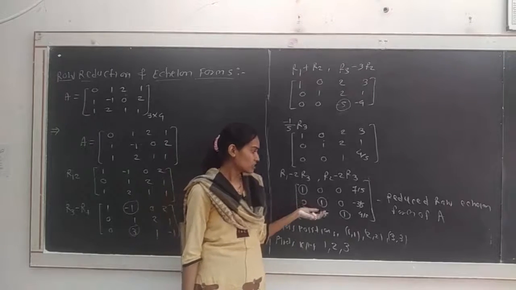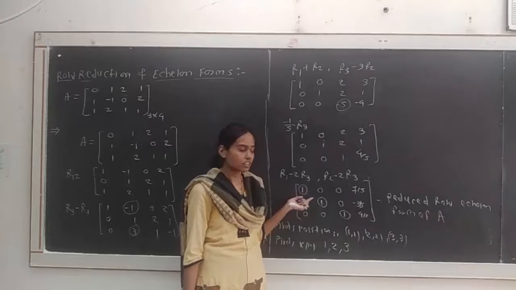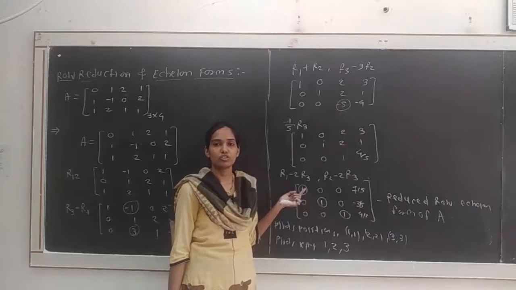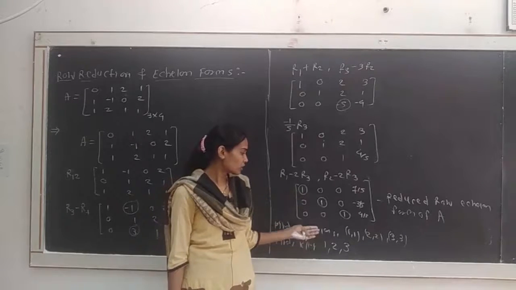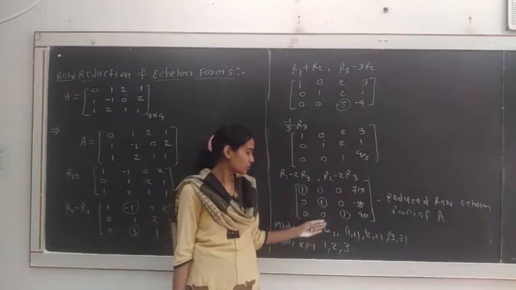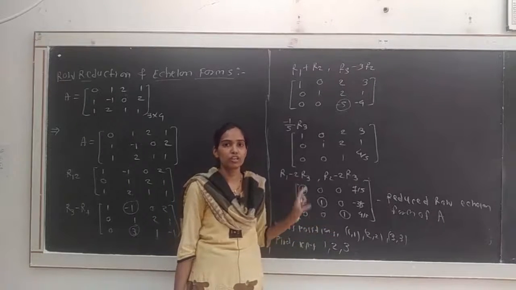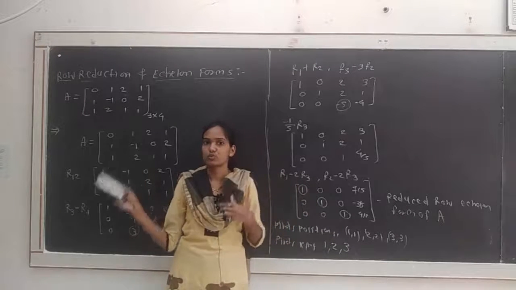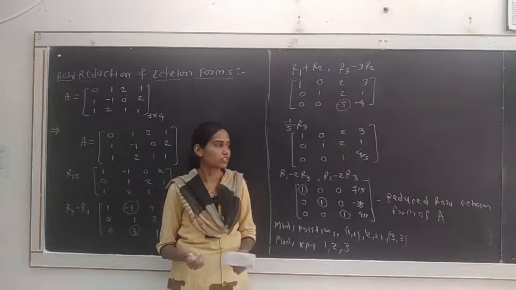Okay. So the pivot position is the location of the leading entry, the first nonzero entry, in a nonzero row. And a column containing a pivot position is called a pivot column. In this way we can easily convert the given matrix to the reduced row echelon form by using a sequence of elementary row operations.